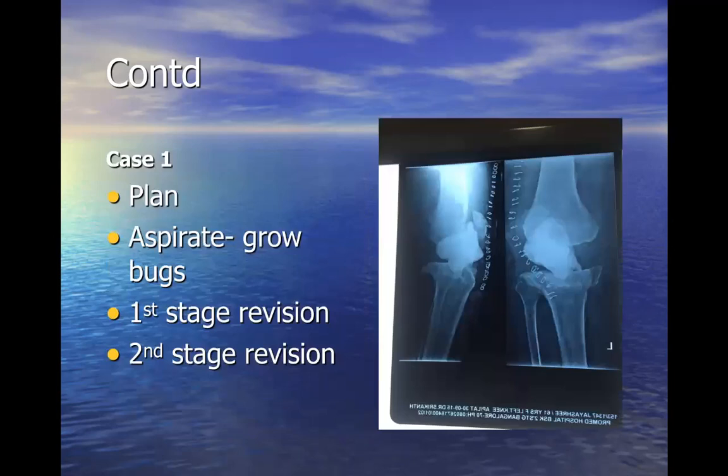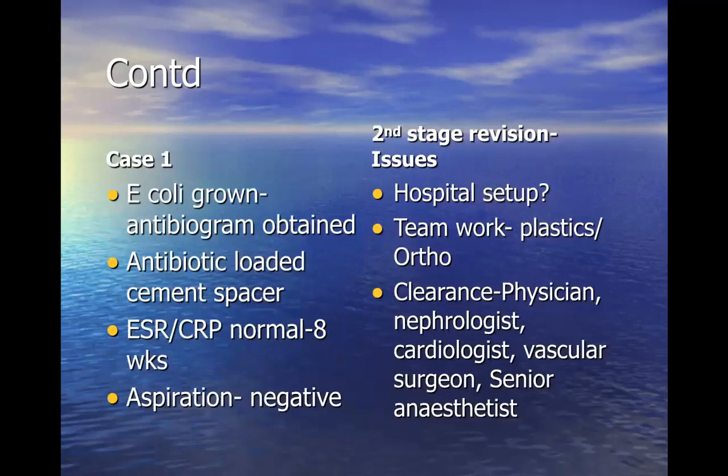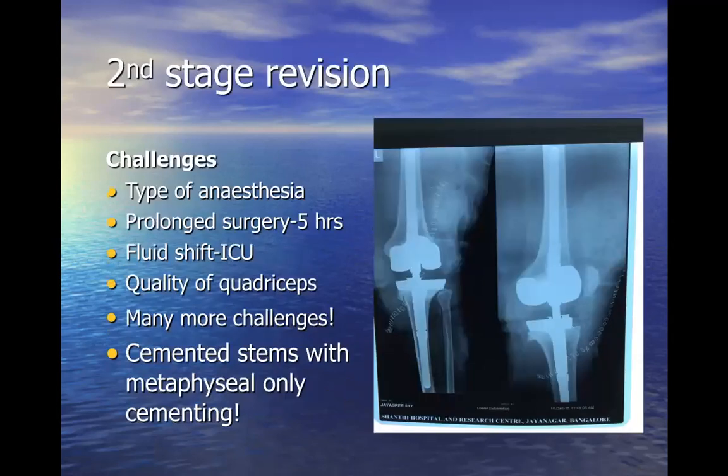So the plan: we grew the bugs. The revision was planned in 2 stages. First stage, I put in an antibiotic-laden cement spacer, with a proper antibiogram. ESR became normal at 8 weeks. Further aspiration was negative for bugs. The second stage had to be done in a super specialty hospital because it needed all the backup. It was a combined orthoplastics workup and teamwork. I had to get clearance from quite a lot of senior people: physician, nephrologist, cardiologist, vascular surgeon, and anesthetist.